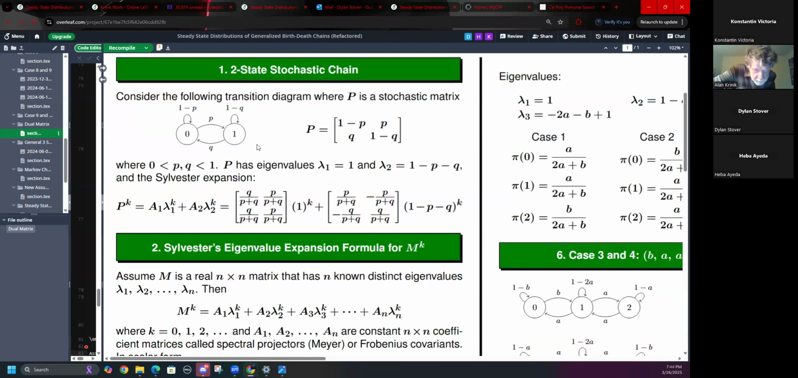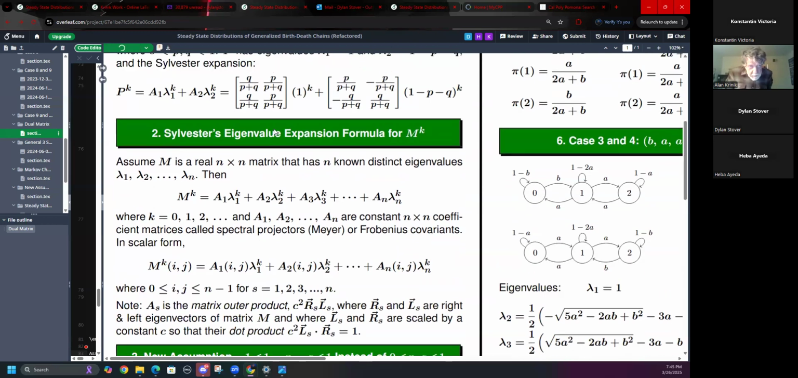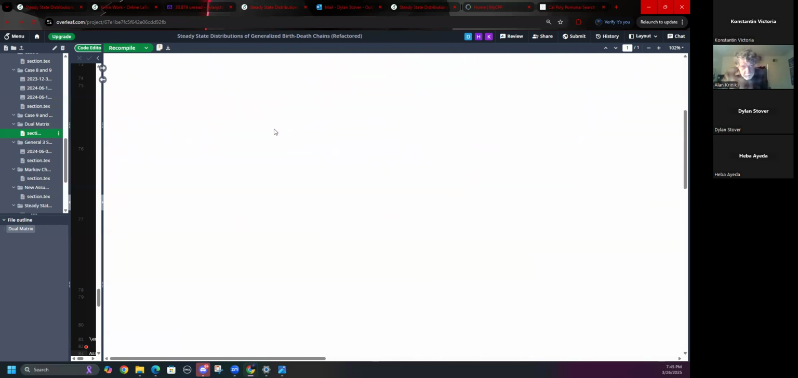Eva will have more to say about that in the next slide. But what you can see from this is if this 1 minus P minus Q is between 1 and -1, this term goes away, and you get a long-term limit, which turns out to be what's in the first matrix. Eva, you want to go to 2? Yes, and Dylan, if you recompile, I added, Dr. Koenig, I added the word Sylvester, eigenvalue. Oh, okay, cool. To the first one, yeah.